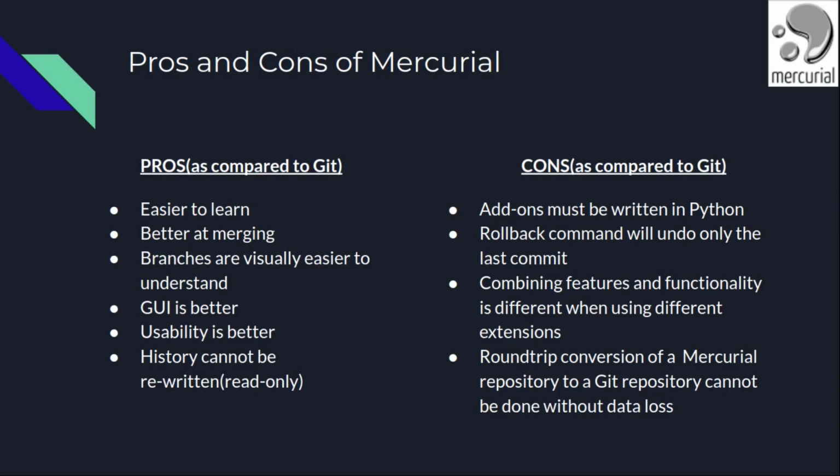The advantages of Mercurial are: it is easier to learn, it is quite better at merging, branches are visually easier to understand, it has a good set of GUIs, usability is much better, and history cannot be rewritten. Now, moving on to the cons of Mercurial: add-ons must be written only in Python. The rollback command will undo only the last commit. Combining features and functionality is different when using different extensions. Round-trip conversion of a Mercurial repository to a Git repository cannot be done without data loss.